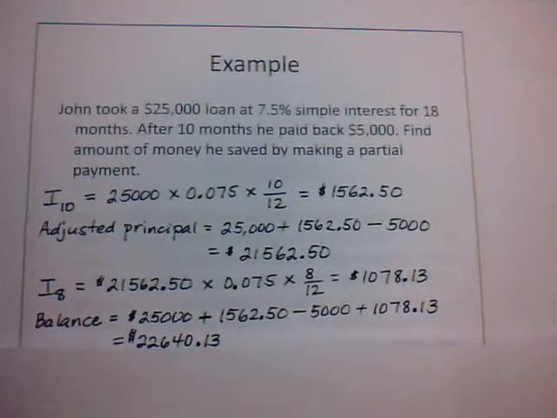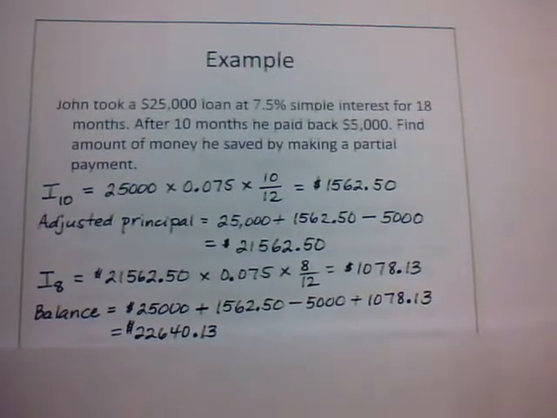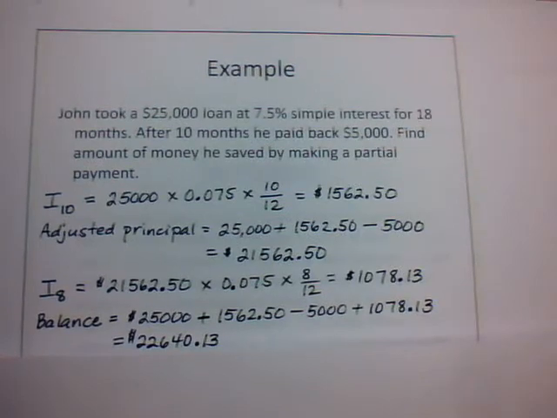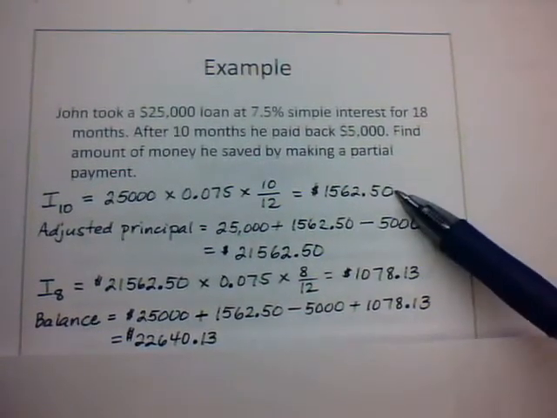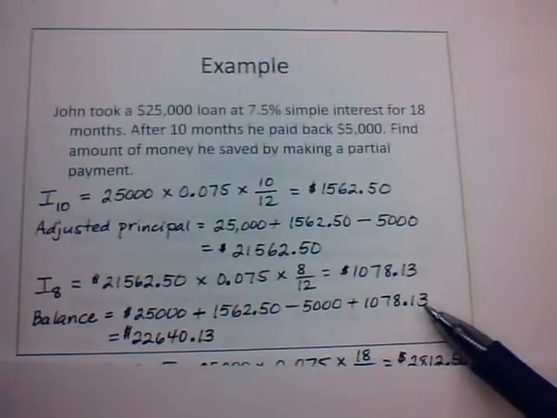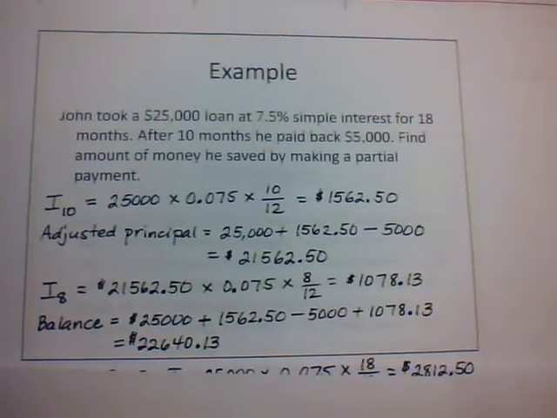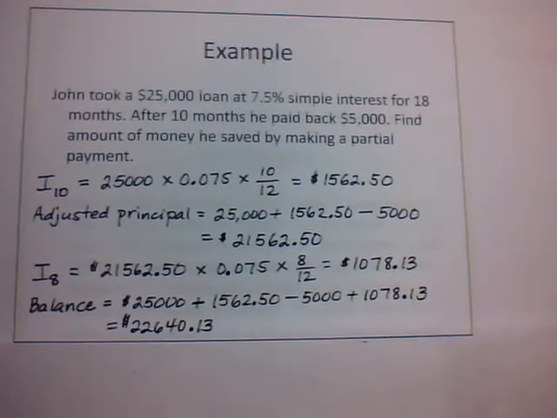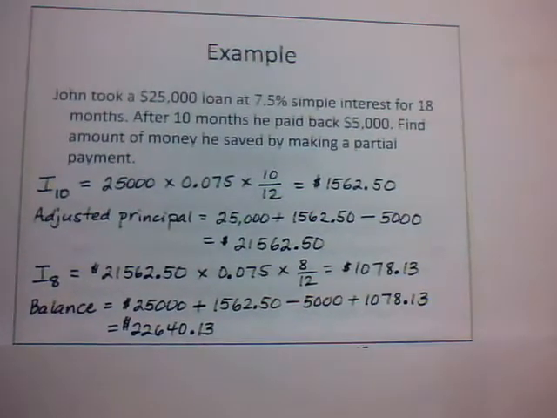So here, to find out what the balance is, we have that $25,000 plus that $1,562.50 minus the $5,000 that he paid early, plus the $1,078.13, and you'll end up with a final balance of $22,640.13.